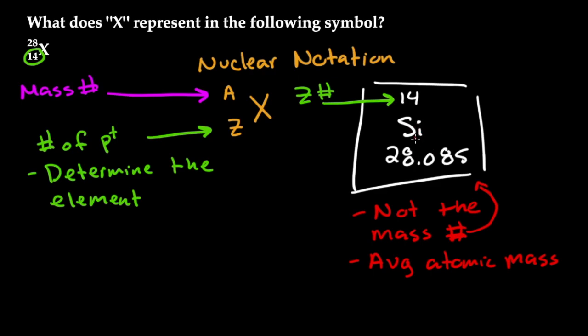all weighted average together. And so we want to know what is this X right here, and the Z number is going to be 14. 14 is going to be right here, so the answer would be Si, or it would be silicon.